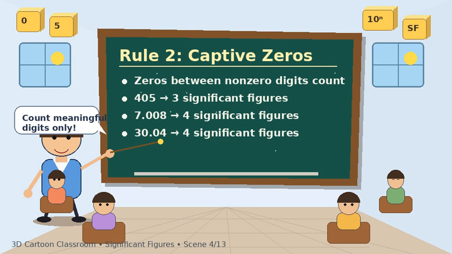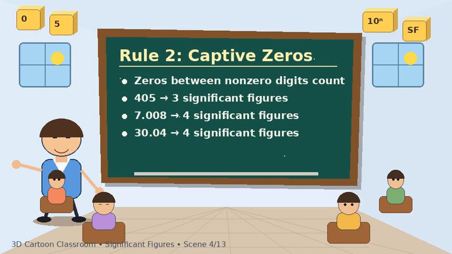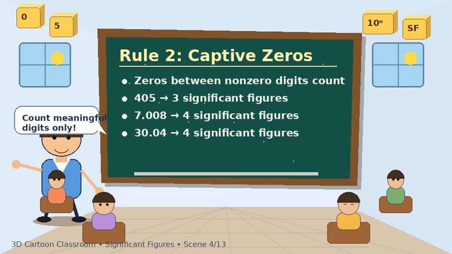Zeros located between two non-zero digits are always significant. These zeros are sometimes called captive zeros. For example, 405 has three significant figures because the zero lies between 4 and 5. 7.008 has four significant figures, and 30.04 also has four.